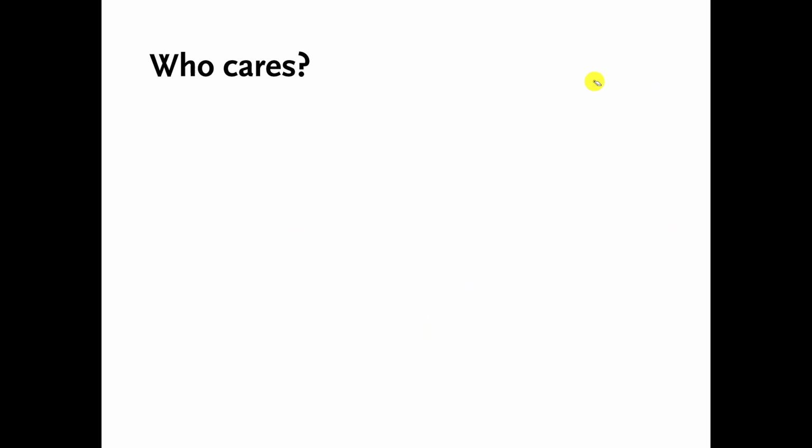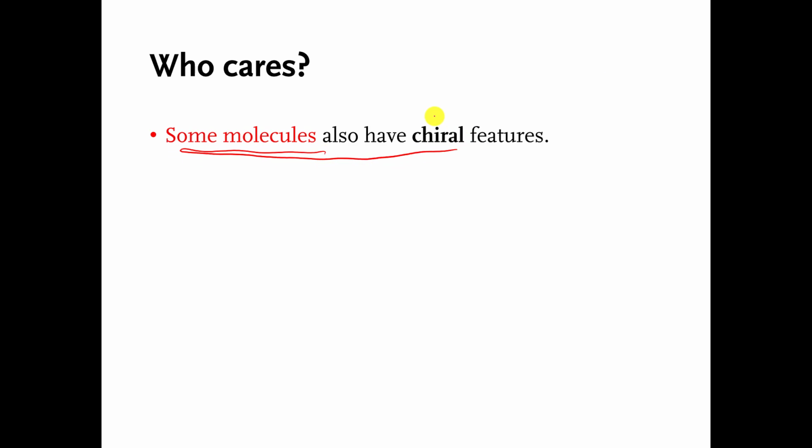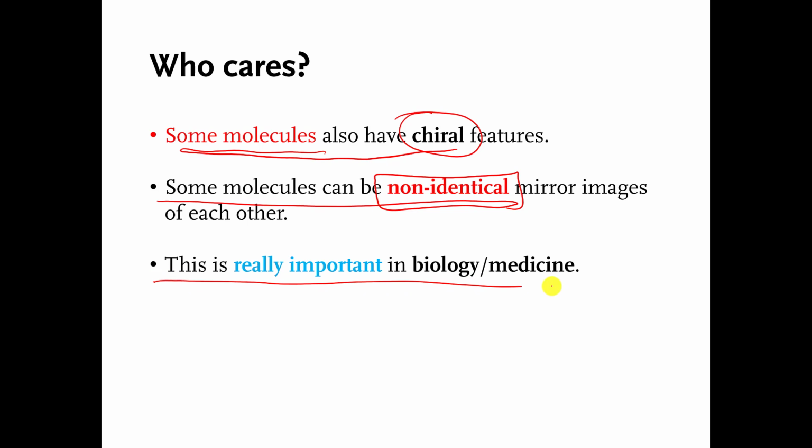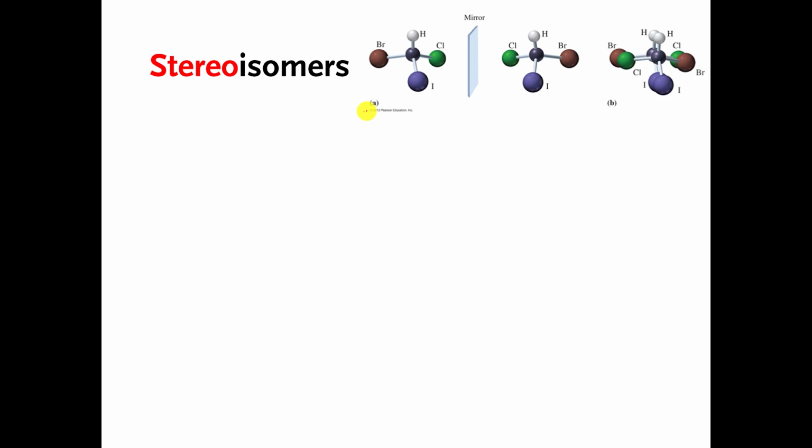So who cares? Who cares about stereoisomers? Well, it turns out that there are a lot of molecules that also have chiral features. In other words, there are a lot of molecules out there in the world that come either in a left-handed form or a right-handed form. Another way of saying that is some molecules out there in the world can be non-identical mirror images of each other. It turns out that this is really important in biology and medicine, and I will explain that in the next video. So here's an example of two molecules that are stereoisomers of each other.